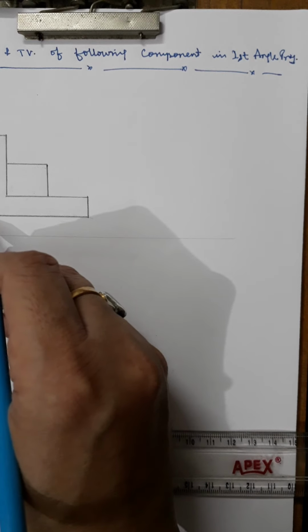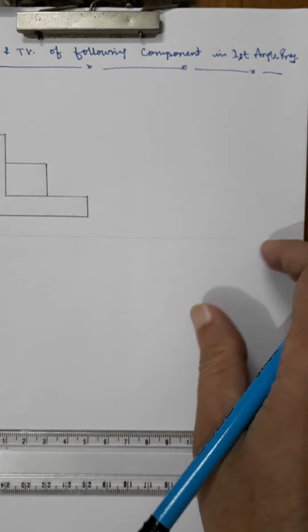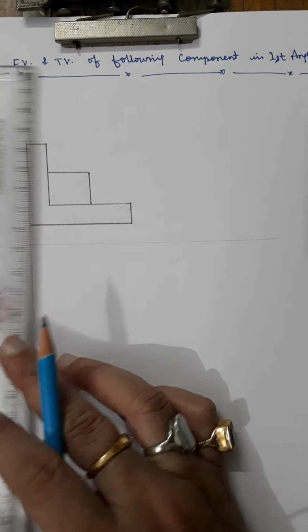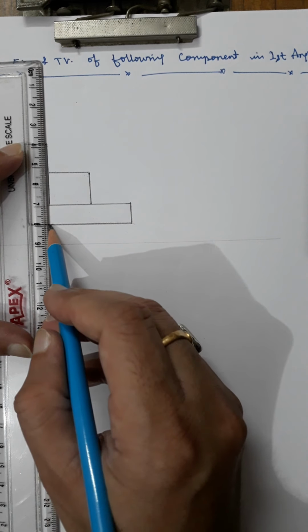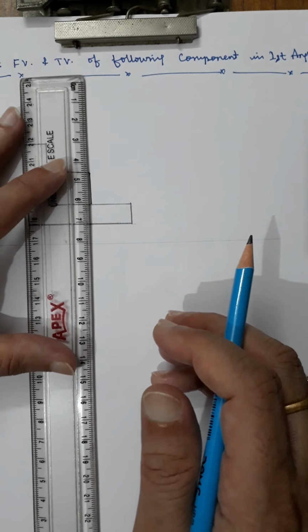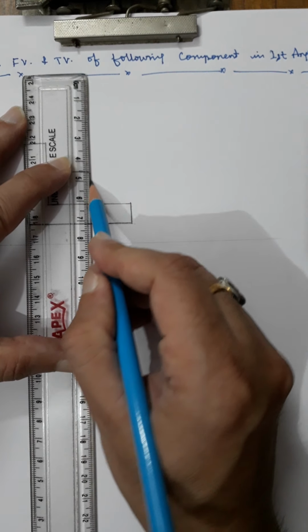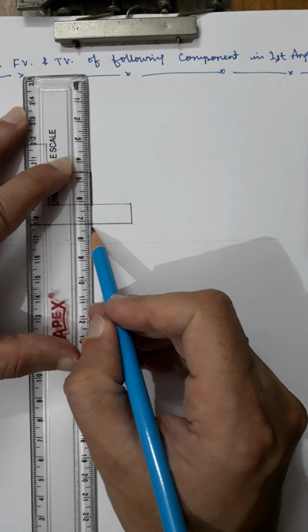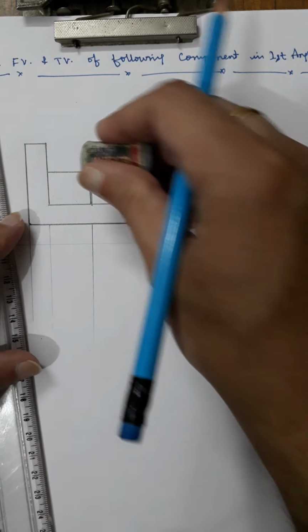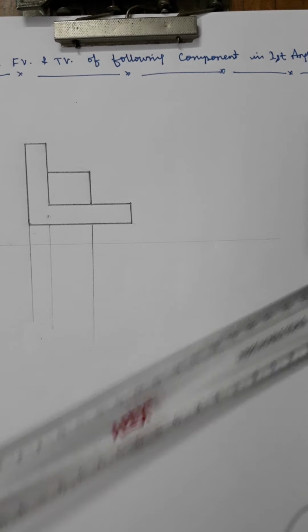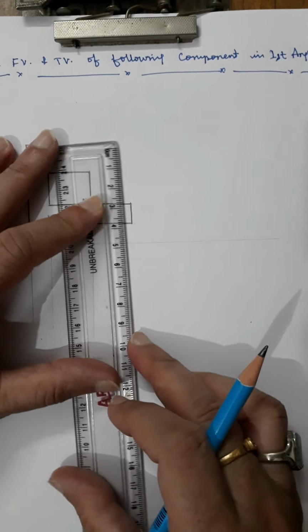You draw the projector lines first. You can join these projector lines first, vertical lines. Okay, so I will draw the vertical projectors throughout.